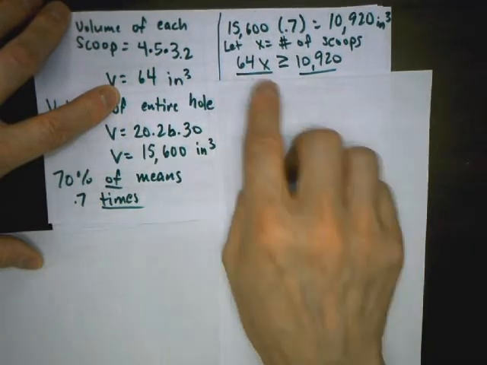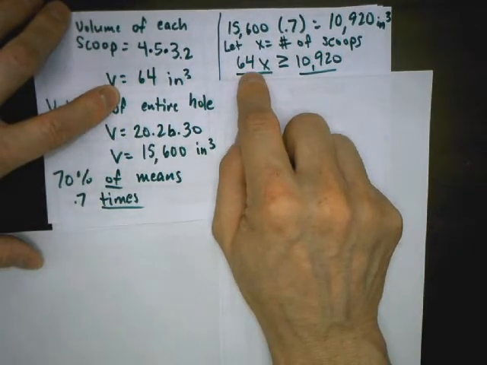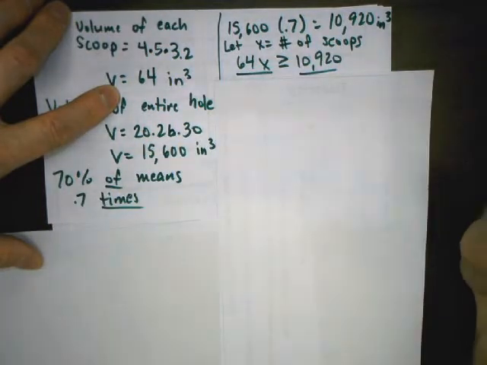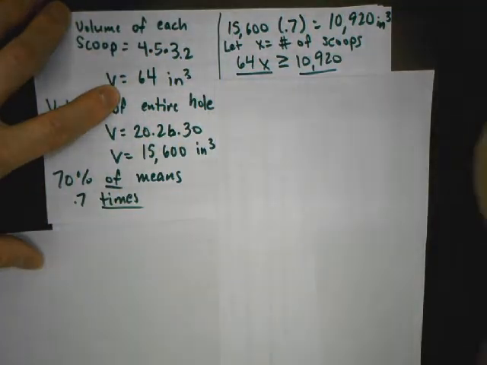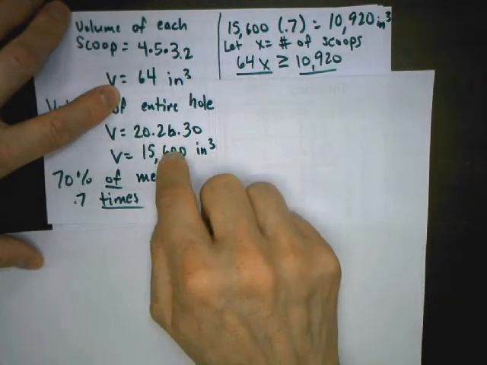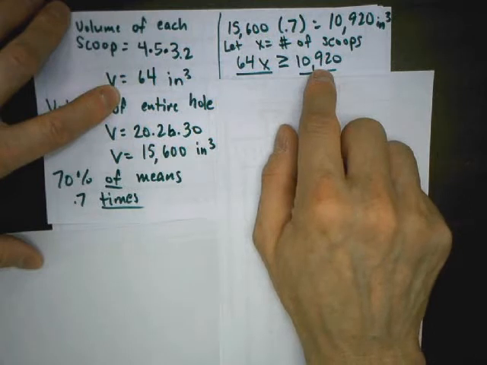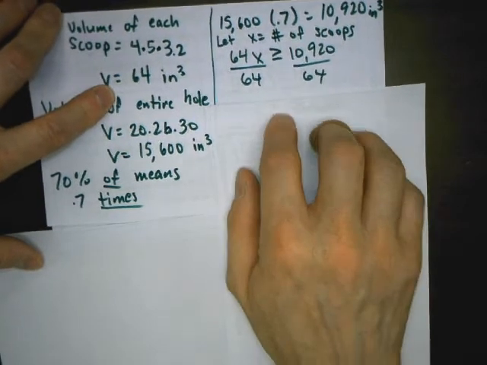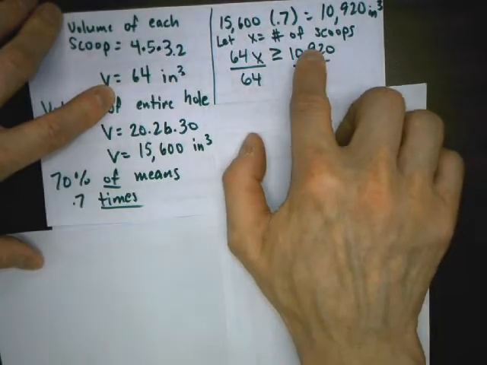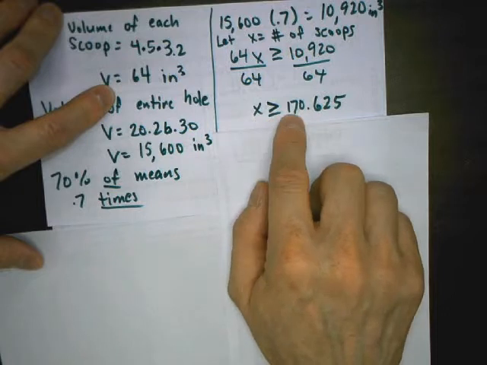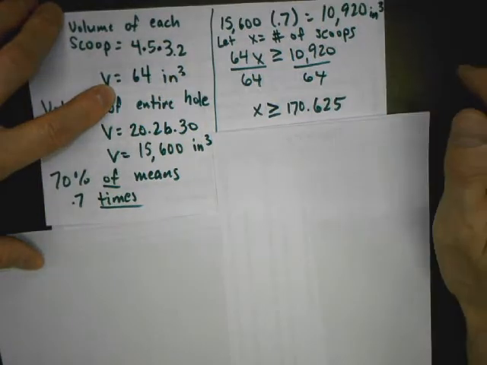So I just divide those 2. Okay, but now we're saying, what's the minimum amount, right? Because we're not going to just round. We've got to make sure we fill the hole. So this is a situation where we always have to round up. So this amount of volume has to be greater than or equal to this amount, which is 70% of the whole thing. So I divide both sides by 64, because this has to be greater than or equal to that, which means our answer is going to be greater than or equal to 170. Well, the first number greater than or equal to 170 is 171.